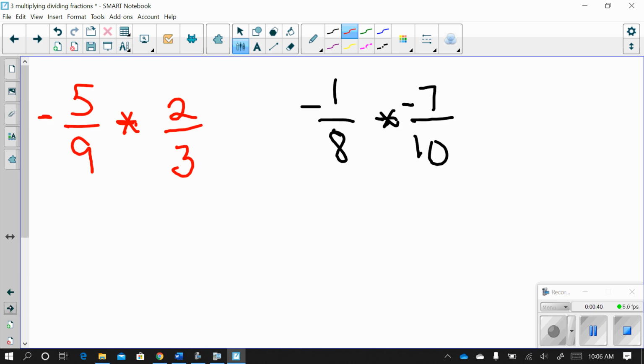Okay, try a few more. Pause the video and try the first one. Okay, again, remember we're multiplying straight across. Watch your signs. Negative 5 times 2 is negative 10. 9 times 3 is 27. Can't reduce that one at all, so we're done.